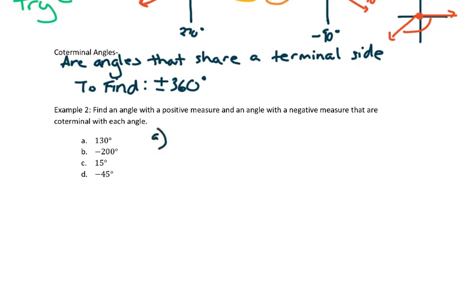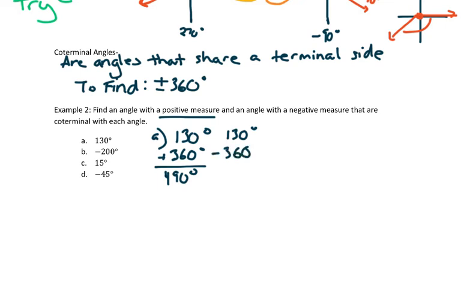So A, we're looking at 130 degrees. So to find an angle with a positive measure, so a positive degree, we're going to take 130 degrees and add 360 degrees, which would give us 490 degrees. And if I need a negative, I can subtract 360 degrees, which would give me negative 230 degrees.